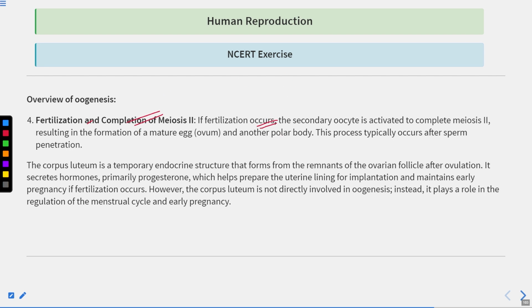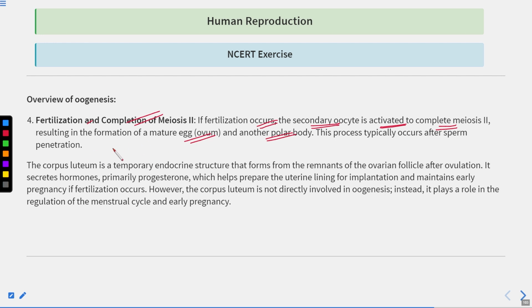So what happens if the fertilization occurs? The secondary oocyte becomes activated again. Then what happens? It completes its meiosis 2. And then what will form? An ootid will be formed that will transform into the ovum, and the second polar body will be formed.